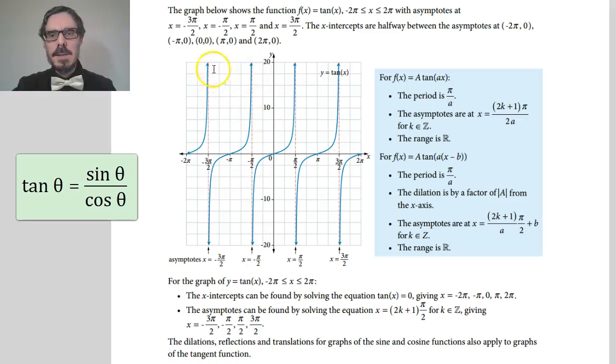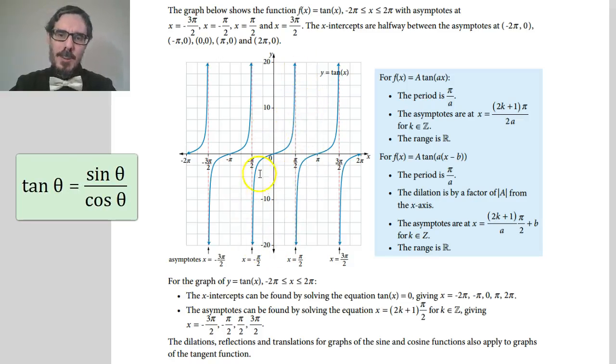These lines, x equals minus pi on 2, minus 3 pi on 2, x equals pi on 2, x equals 3 pi on 2, these lines are called asymptotes. An asymptote is a line that the graph approaches and approaches and approaches but never quite meets. From this side it approaches, but it never quite meets. So that's an asymptote for this graph. You will need to be able to find those asymptotes and label them.